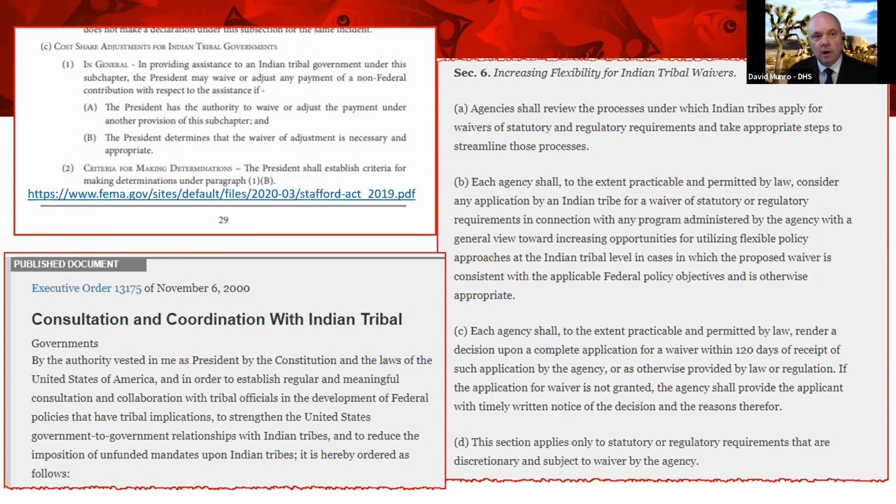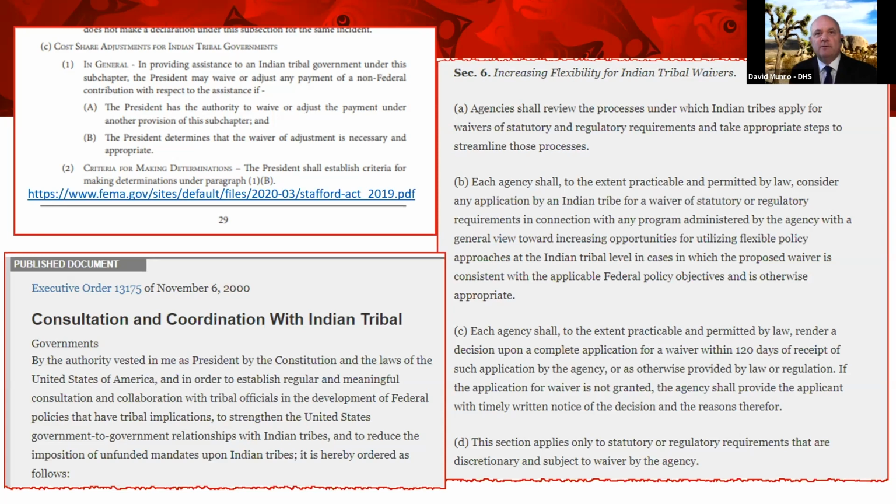So I took two screenshots of Executive Order 13175. Section 6 of that is written towards federal agencies, and it talks about increasing flexibility for Indian tribal waivers. So in addition to the waiver request or appeal request process outlined in the FEMA process, each of the federal departments, so this is the Department of Homeland Security and its components, FEMA being one of them, has to establish a process for which Indian tribes can apply for waivers of any statutory or regulatory requirement, and down at the bottom, that's subject to the waiver.